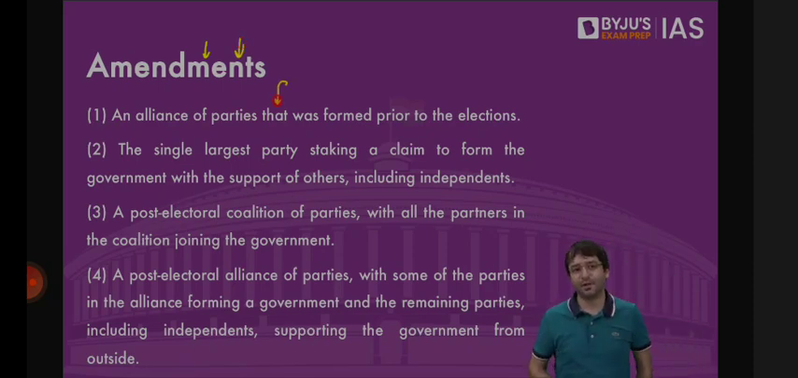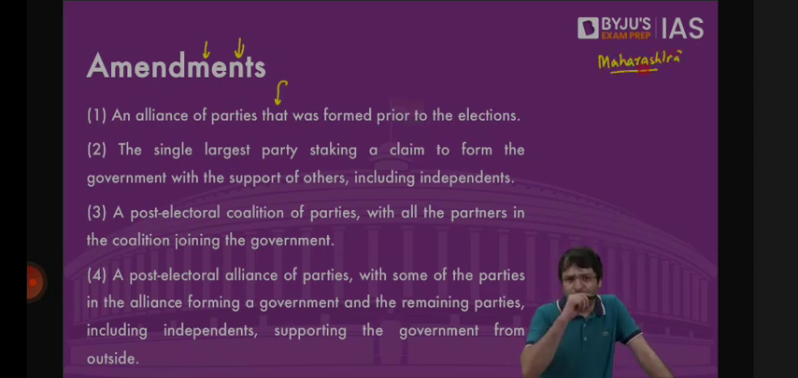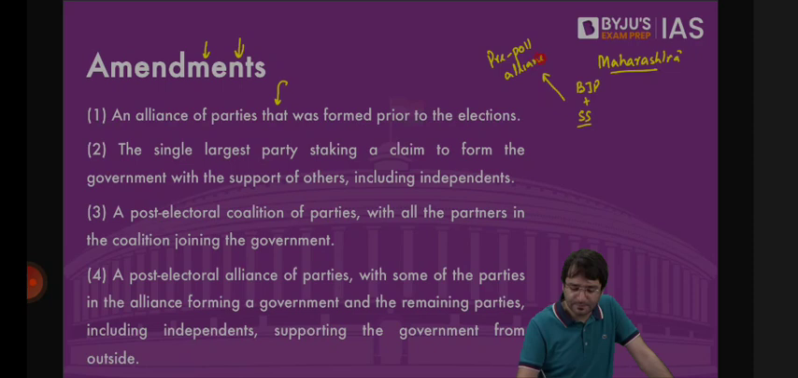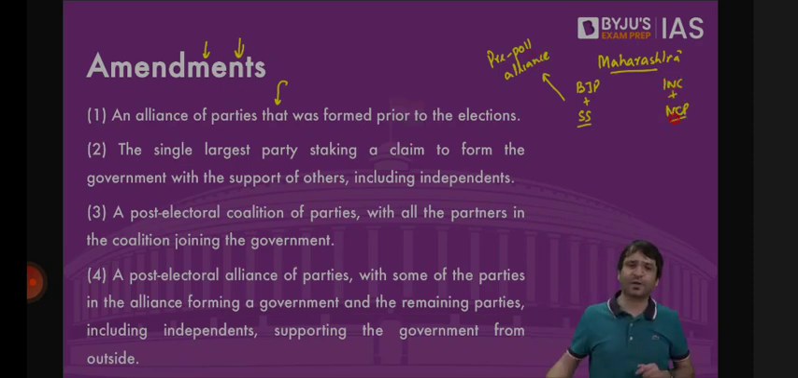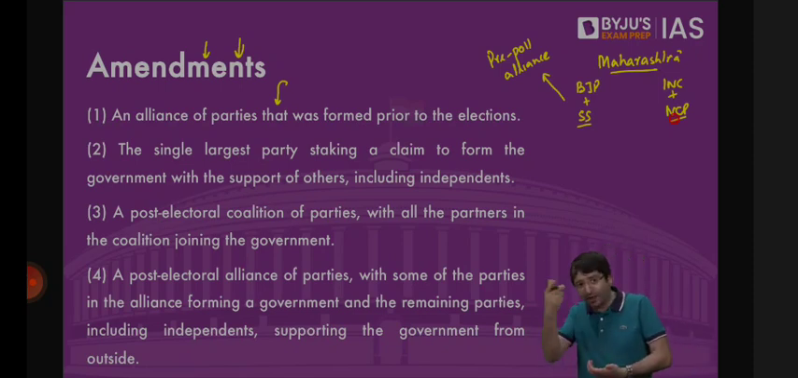For example, Maharashtra, elections of 2019. BJP and Shiv Sena contested elections together. This is what we call a pre-poll alliance. Congress and the NCP contested elections together. But once the election results were declared, no political party on its own got the majority. But the alliance got the majority. So BJP and Shiv Sena put together have the majority. But BJP alone does not have the majority. Shiv Sena alone does not have the majority. Congress will never have the majority.